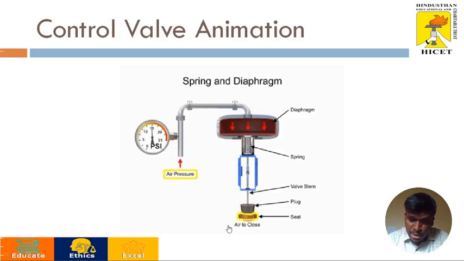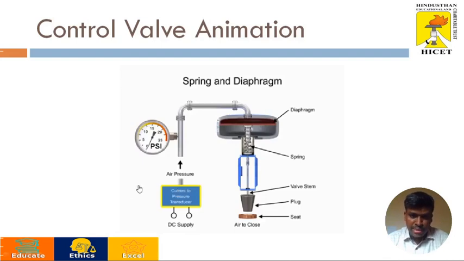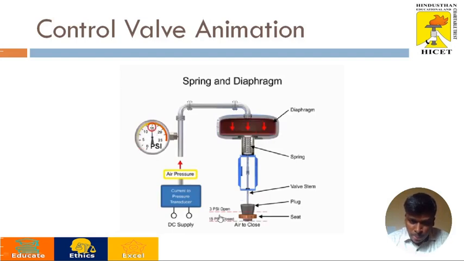So this is nothing but an air to close valve. There is another type of valve called an air to open valve, where when we apply pressure, the valve opens. But here, when we apply pressure, the valve closes. So this is exactly called an air to close valve. Moreover, we can use a current to pressure converter for sensing purposes, where the current is converted into pressure with the help of the I to P converter based on the required power supply. When we apply 3 psi here, the valve is completely open, but when it is increased to 15 psi, the valve is completely closed against the valve seat.